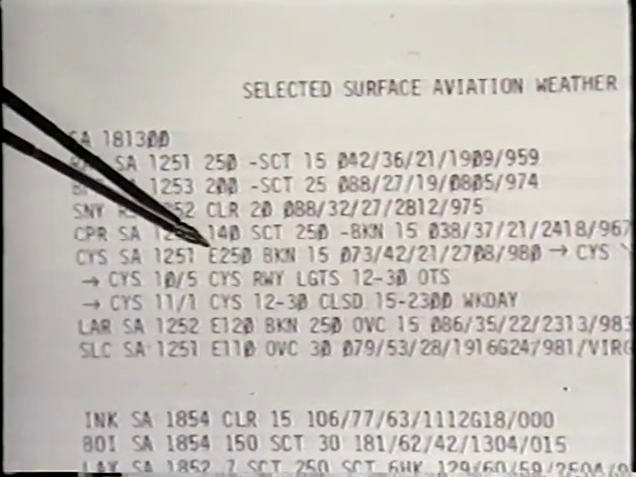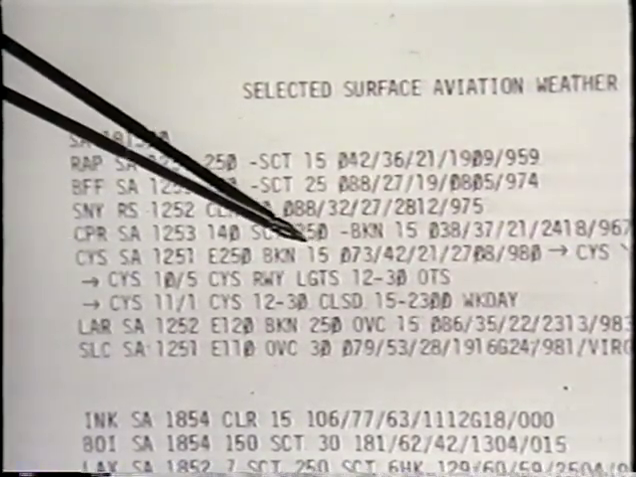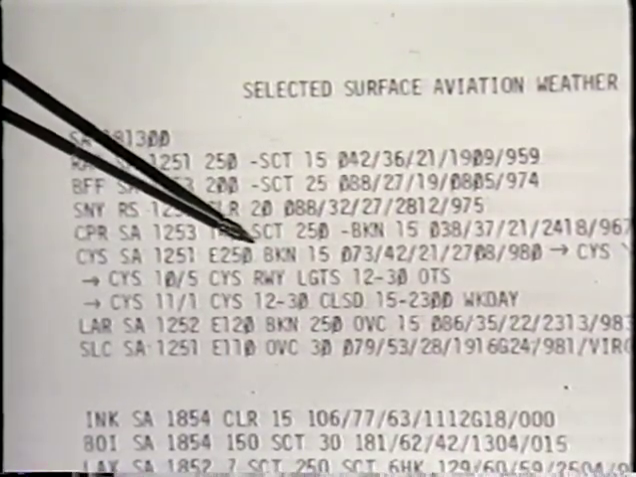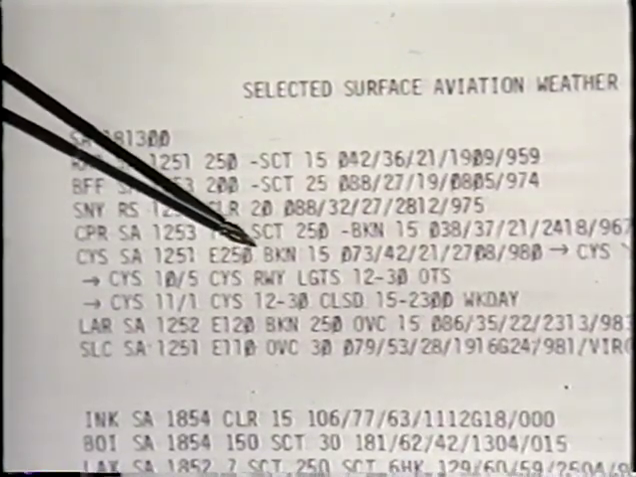Now let's go down to Casper for a minute. Correction, go to Cheyenne. Look at Cheyenne. Cheyenne has 25,000 broken, visibility 15 miles. Do they have a ceiling at Cheyenne? That's the question I have right now. Yes. The answer is they certainly do. And that ceiling is 25,000 broken. It's not shown as thin, so it's 25,000 broken.